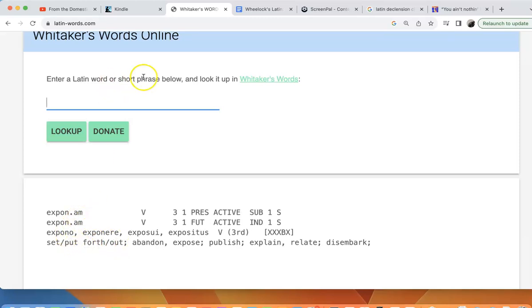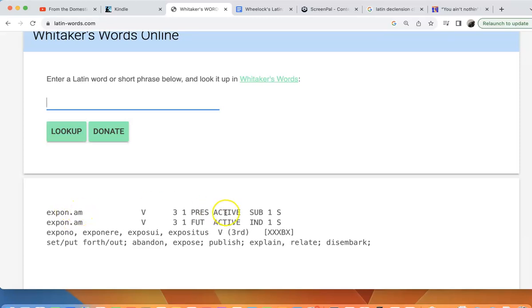By the way, this is why using Whitaker's Words is so much more efficient for learning than Google Translate, because it slows you down. It's like anything else in life. You know this, but if you just rush through it, you're very unlikely to learn anything. So take your time, get out a dictionary, it would be even better. But Whitaker's Words is certainly better than Google Translate, which is just too fast for most people's level of Latin or anything in terms of learning a language.